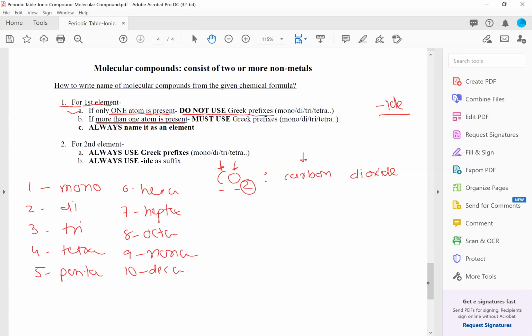Okay, so for the first element, the way we're going to name it is, if you just have one, you don't need to use any prefix. But if you have two, three, or so on, you always use a prefix. For the second element, you always use IDE, that is right. But in terms of the prefix, even if you have one of it, you're going to use mono.